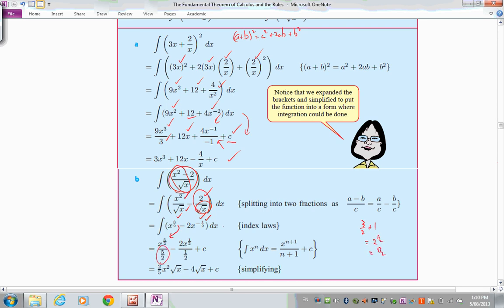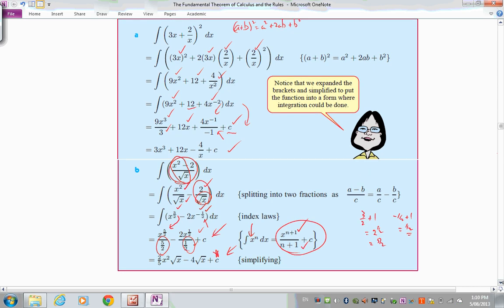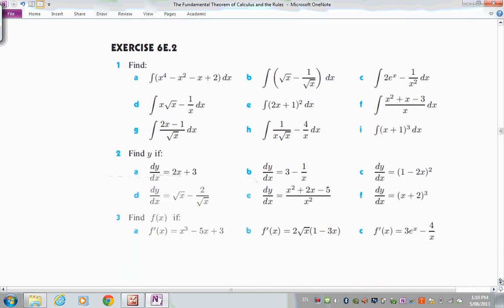And then divide by 5 over 2, increase neg a half by 1, neg a half plus 1 is a half, and divide by that. And don't forget, dividing by fractions, you invert and multiply. And you must have the constant of integration every time. Here's the rule that we're using. Reversing the differentiation, calling it now the general integral, increase the power by 1, divide by the new power. Okay, come down, and here's your first set.